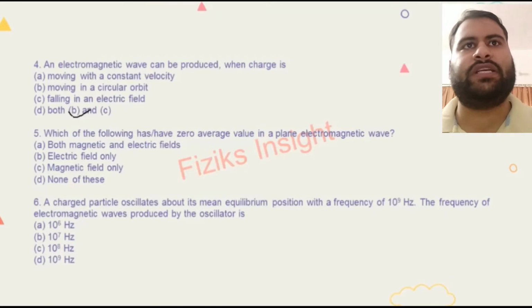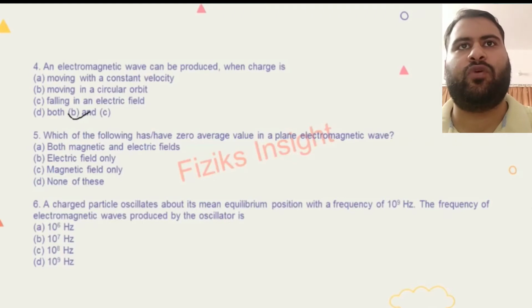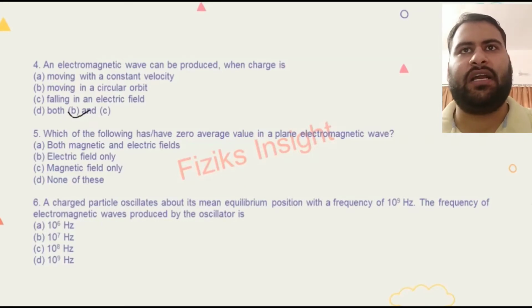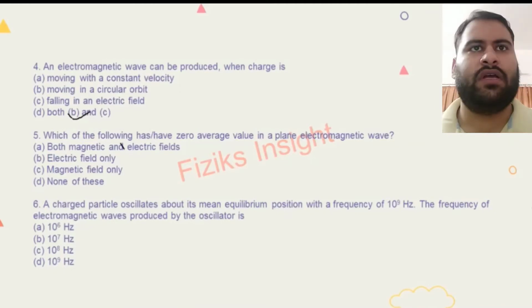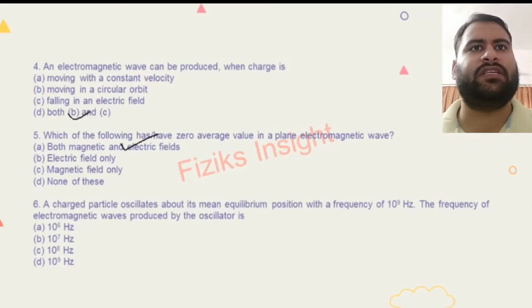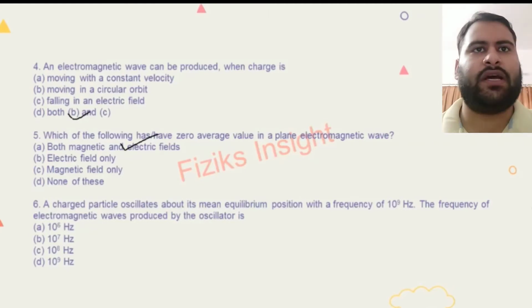Now in the fifth question, which of the following has zero average value in a plane electromagnetic wave? Both magnetic and electric fields, electric field only, magnetic field only, or none of these. See, both the magnetic field and electric field are sinusoidal in nature, so that's why both of these have average value 0. Now the sixth question: a charged particle oscillates about its mean equilibrium position with frequency 10 raised to the power 9 Hz. The frequency of electromagnetic waves produced by the oscillator is, again the correct answer is D option, 10 raised to the power 9 Hz.